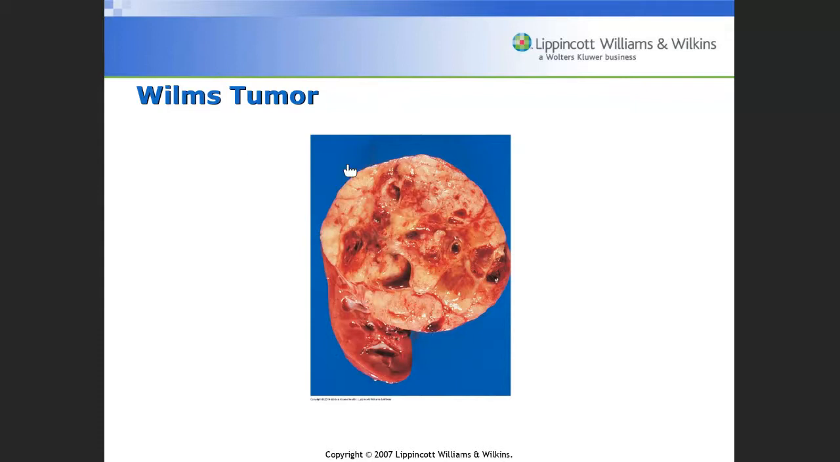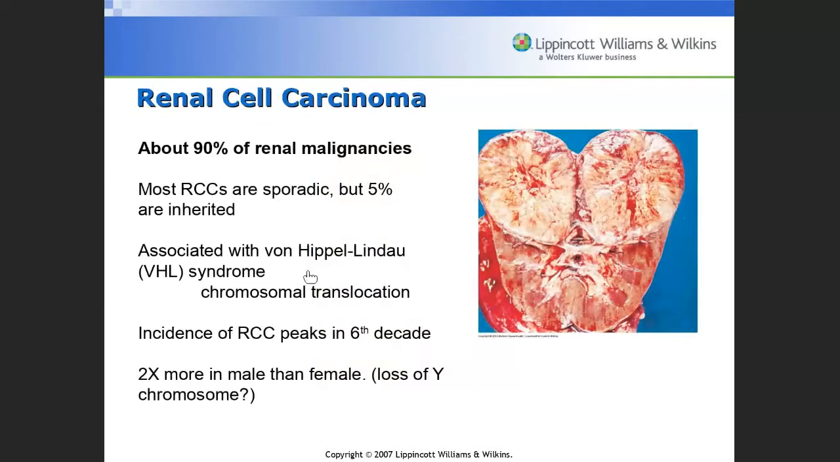It's children. Okay? Children. Renal cell carcinoma, on the other hand, is typically more in adults. So renal cell carcinoma peaks around 60 years old, okay? And more often in males than females. And this is due, again, to translocations of chromosomes, just like, remember, chronic myelogenous leukemia, CML, translocation between chromosomes 9 and 22. So that translocation is very common in a lot of tumors.